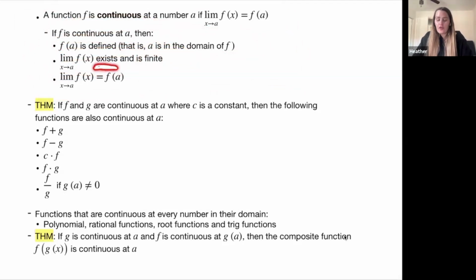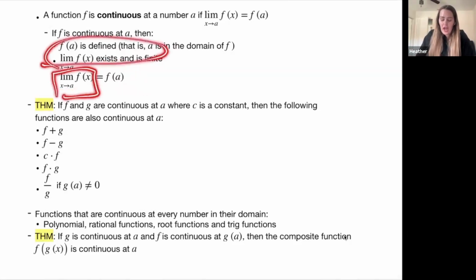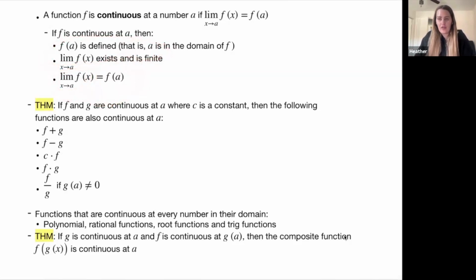And as we remember from before, for this limit to exist, it needs to be the same coming from the left and coming from the right. So I got those two. And my last and final condition is that the value I get from this limit has to be equal to f of a. So the limit as x approaches a of f of x has to be equal to f of a. So I can use that to show a function is continuous at a specific point a.